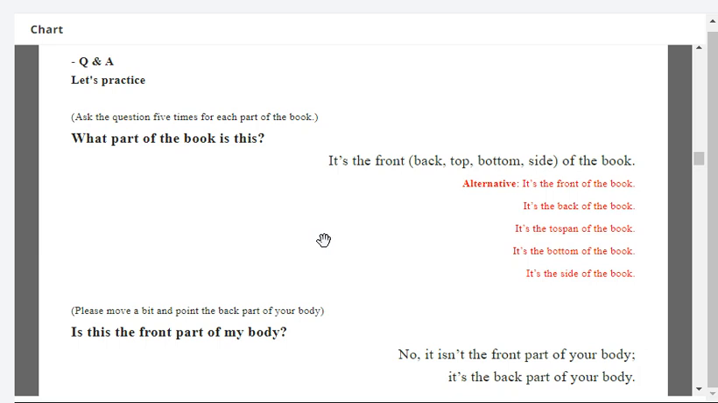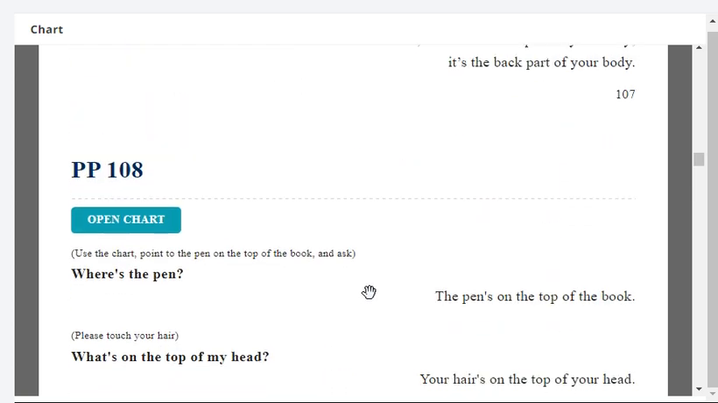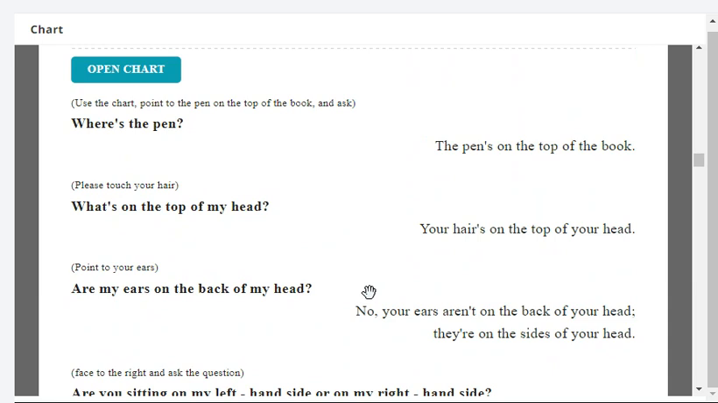Is this the front part of my body? No, it isn't the front part of your body. It's the back part of your body. Very good.